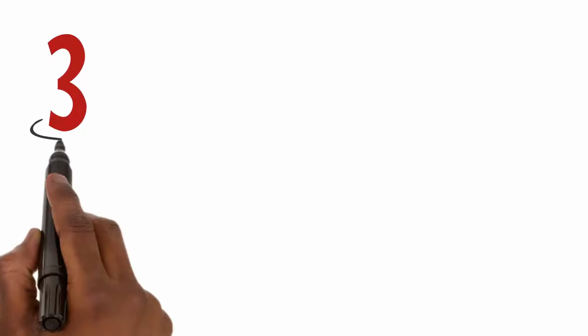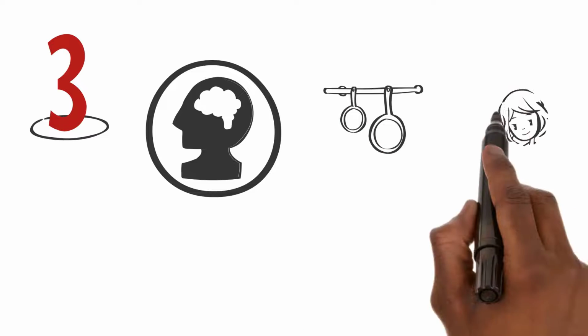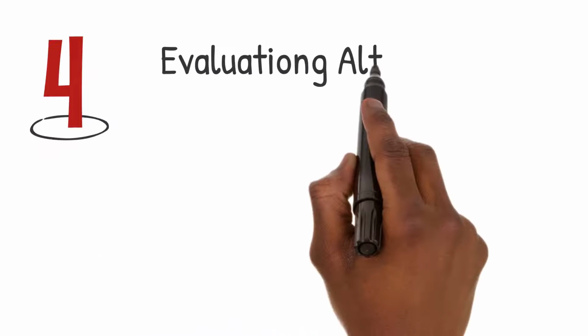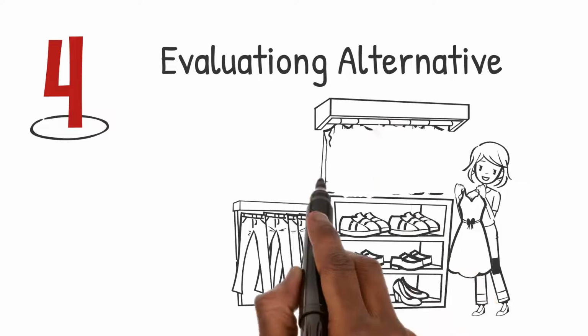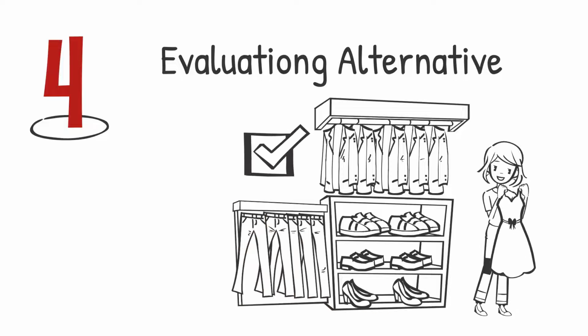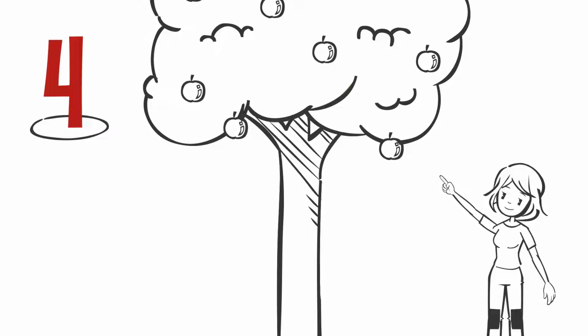Step 3. Brainstorm time. We develop alternative courses of action. It's like a chef experimenting with different recipes for the perfect dish. Step 4. Evaluating alternatives. It's like trying on different outfits to find the perfect look. After careful evaluation, we choose the best course of action. It's like picking the juiciest, ripest fruit from a tree.